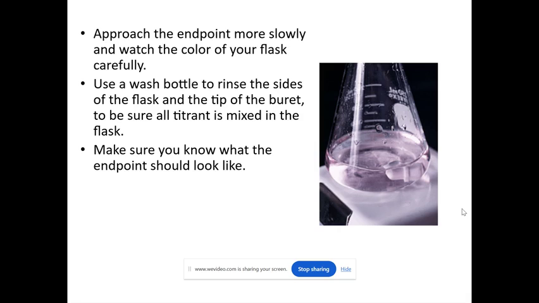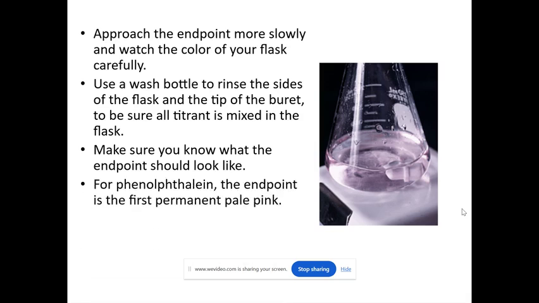So your endpoint should look like that color change just barely done. You don't want to go to a full dark color. If we're going from clear to pink, we want to go just to where it barely turns pink. And yeah, that's the phenolphthalein that we're using. The first permanent pale pink.